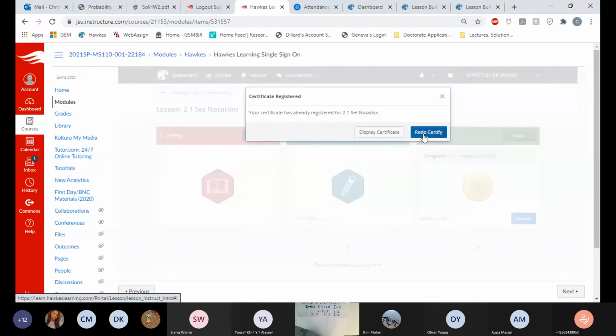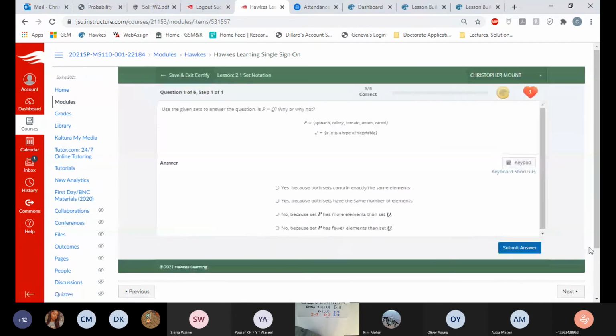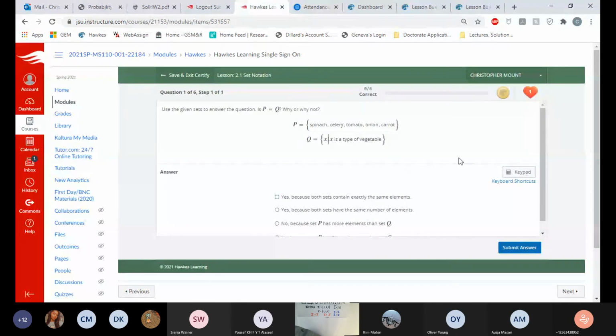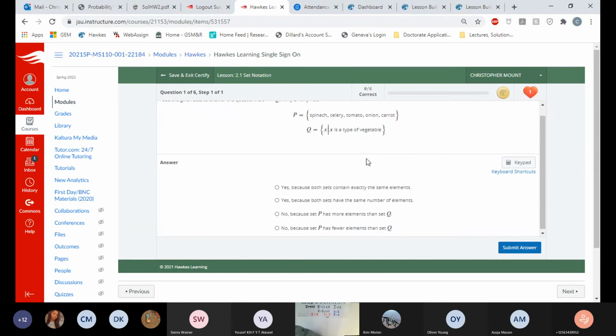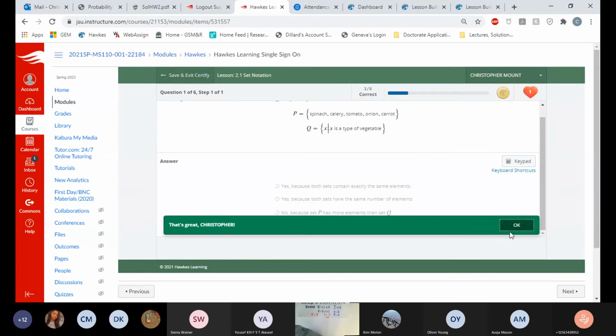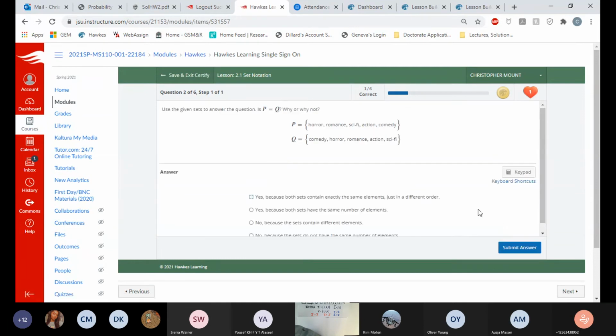So when you do Certify, it'll drop you into something like this. For instance, this one says, is P equal to Q? It gives me two sets, where P has 5 vegetables in it and Q is the set of all vegetables. So I could say, no, these sets are not equal because Q is definitely going to contain more in it, right? Because there are more than just 5 vegetables. And so you just proceed, you get one right, you just hit OK.